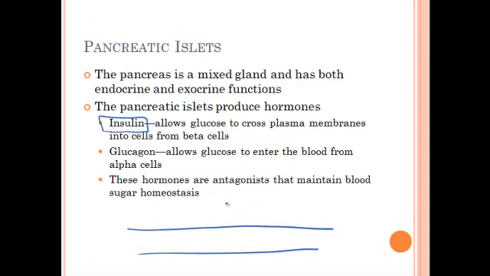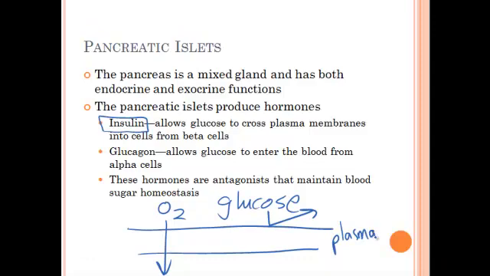So this is our plasma membrane. Glucose cannot get through the plasma membrane by itself. It's too large. Oxygen, as we just talked about, can diffuse right through the plasma membrane. Glucose cannot, but the cells need glucose. So there has to be some way that glucose gets in. And so there are channel proteins that provide an opening that allow glucose to go in. But insulin is required in order for those membranes to allow glucose to come into the cell.